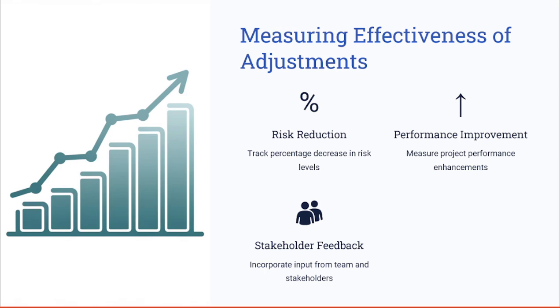Again, the importance of measuring the effectiveness of the risk response adjustments tracks the outcomes of adjusted responses to assess their impact. Also use metrics like risk reduction percentages or project performance improvement. Finally, incorporate feedback from the stakeholders and teams to ensure that you have an effective adjustment of your risk responses.